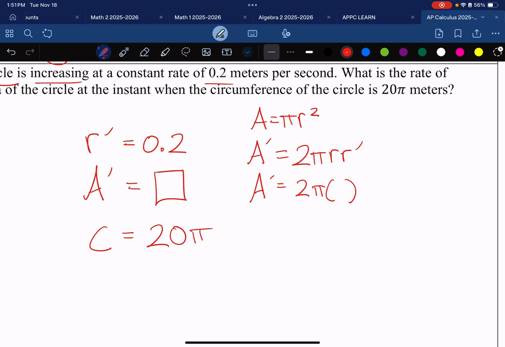Ugh, darn it, we don't have an r, but we do have an r prime. This r prime is 0.2, so times 0.2. All right, well, curses. I need to find that r. Okay, well, look, I've done that one. I haven't used C yet.